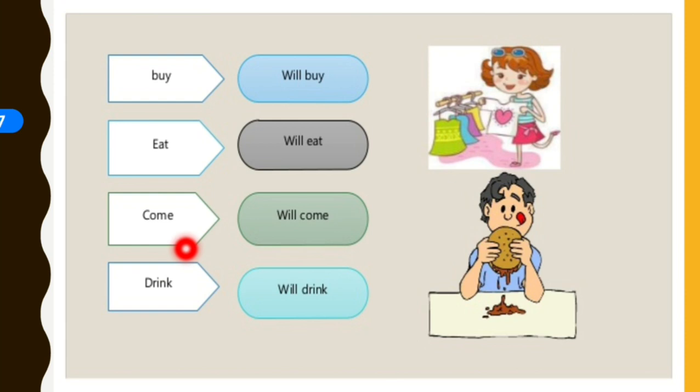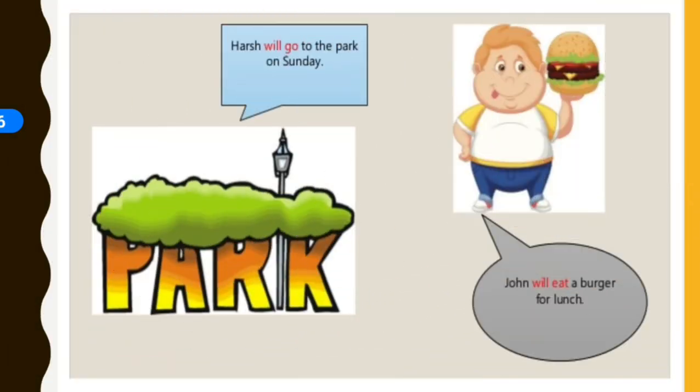Drink. In future tense, it will become will drink. And how would the sentence be formed? I will drink a glass of milk. Right, children? I hope it is clear to you. Let's have a look at a few more examples. We have already done so many. Okay.